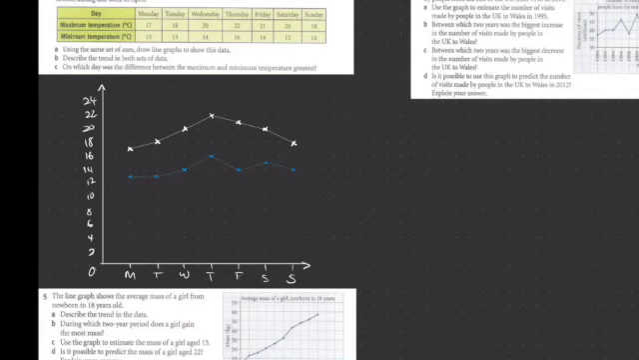Cool. Okay, so describe the trend of the data. You can see that for the temperature, you can describe the trend in the sense that it increases from Monday to Thursday and decreases till Sunday.